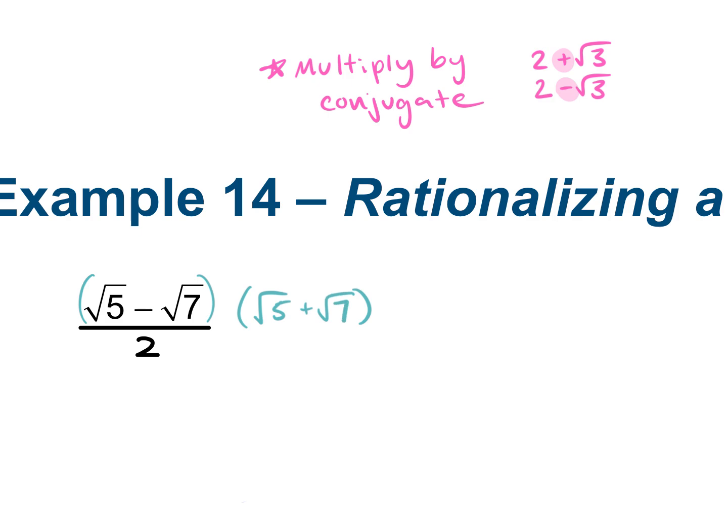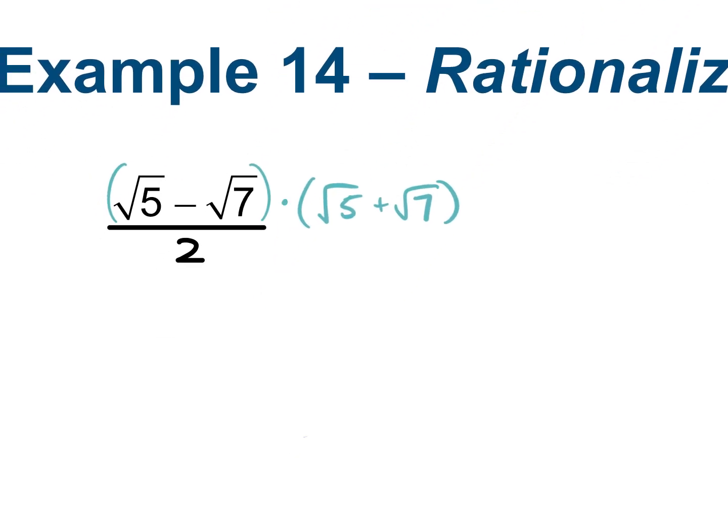And then whatever we multiply to the top, we also have to multiply to the bottom too. So the bottom gets a square root of 5, gets multiplied by the square root of 5 plus the square root of 7. So now let's simplify the top first. We're multiplying these 2 things together. Since they each have 2 terms, we have to FOIL them.